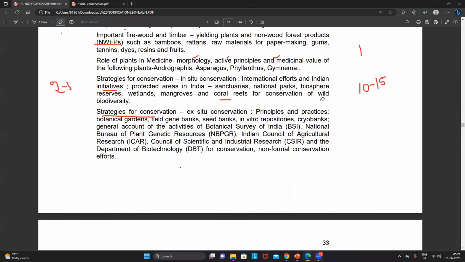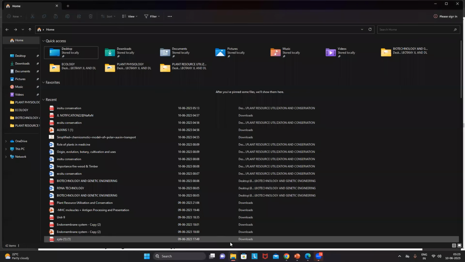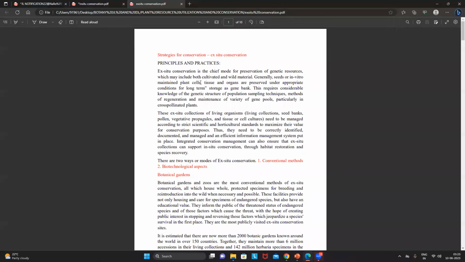Once again, see how much information is to be remembered here. If you expect 2 to 3 questions there, here you can expect 3 to 4 questions, from ex situ conservation. All the students listen to me correctly. When you are reading ex situ conservation, first what to read? First, focus on all these organizations: BSI, NBPGR, ICAR, DBT, CSIR. How to read this? It is also very difficult to remember because all are organizations. It's very difficult to remember.